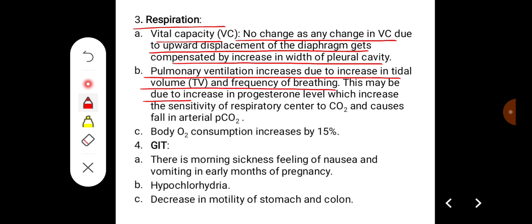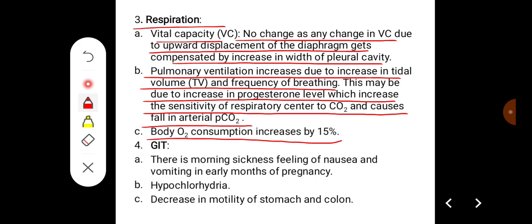This may be due to increase in the progesterone level, which increases the sensitivity of the respiratory center to carbon dioxide and causes fall in the arterial PCO2. The body oxygen consumption increases by 15%.